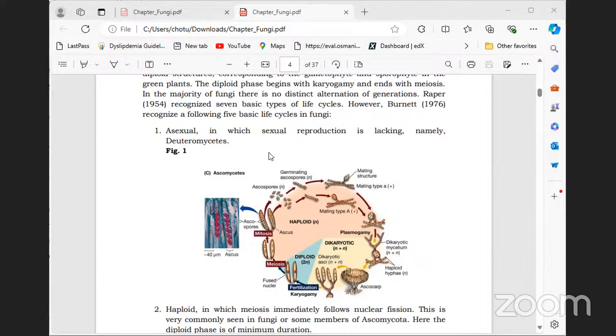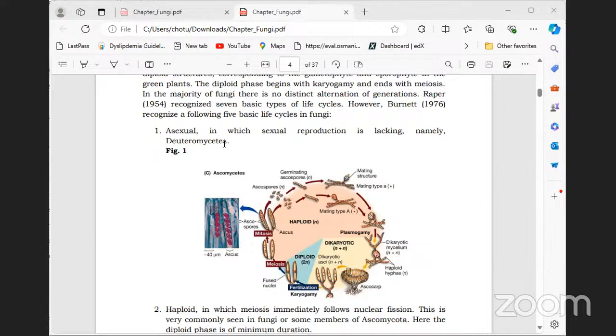Here, the first cycle is asexual reproduction, in which sexual reproduction is lacking, namely in Deuteromycotina. Did you understand? When I explain the classification, I'll explain it at that time also. In Deuteromycotina, you can observe only asexual reproduction. Which one is lacking in Deuteromycotina?